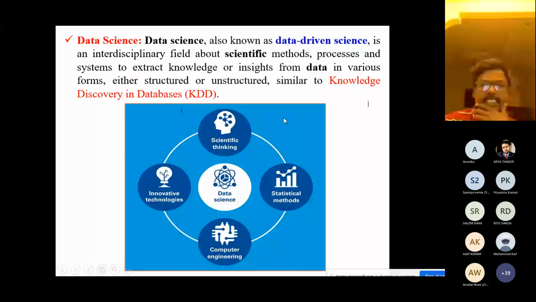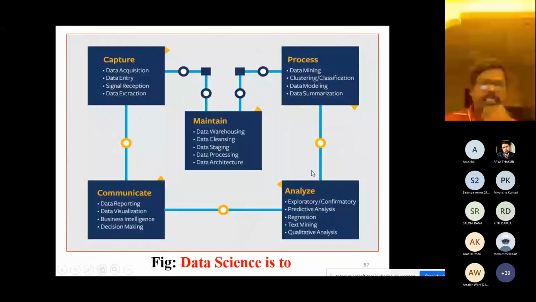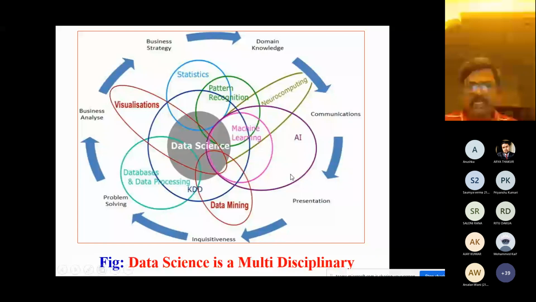That's why data science uses scientific thinking, statistical methods, computing engineering, innovative technologies. So data science follows 5 steps: capturing the data, processing the data, maintaining the data, analyzing the data. Finally, we are communicating with the customers. These are the 5 steps we are following. That's why data science is a multidisciplinary subject.